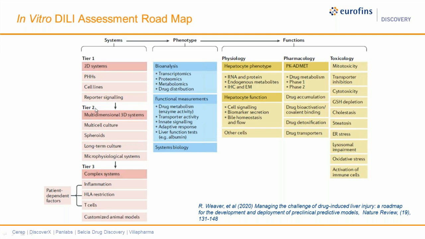And tier 2 assessments in this roadmap are more complex systems containing liver cells in a more physiological state, including assays in multi-cell culture, spheroid and 3D culture, long-term culture, and microphysiological systems such as organ on a chip. The main goal of the tier 2 test system is to assess the long-term effect of drug exposure. And tier 3 comprises a complex test system with the goal to be able to provide prediction of idiosyncratic DILI.